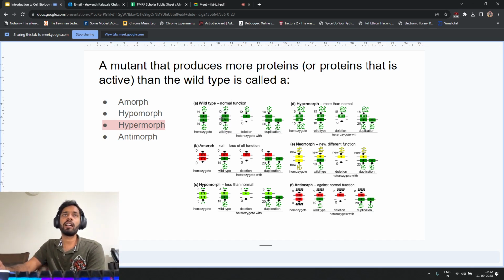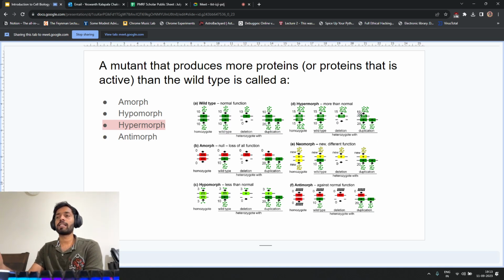So you have a normal wild type that's producing 20 proteins. An amorph mutant results in a loss of function. There is no protein that's produced. So if it's heterozygous, only the wild type gene can produce protein. Overall, less protein. Hypomorph is basically producing less than the normal amount of protein. It's not completely gone, but the amount of protein that's produced by this mutant is reduced. So compared to wild type, where 20 proteins are produced by both the alleles, in this case only 13 are produced.